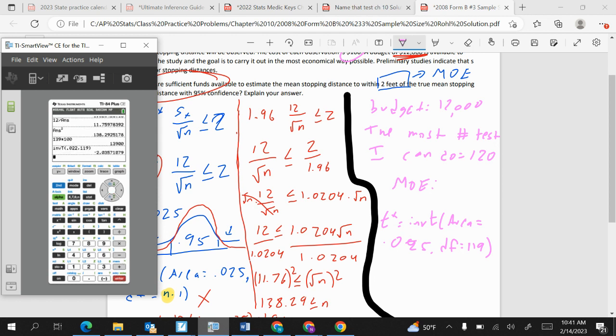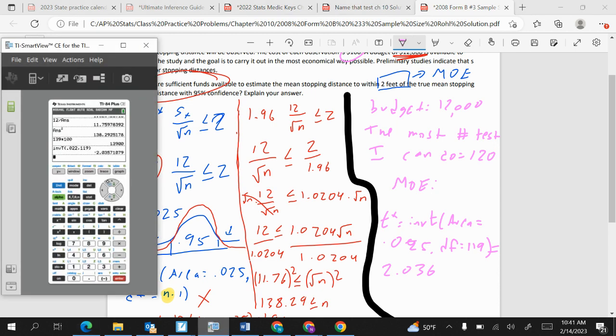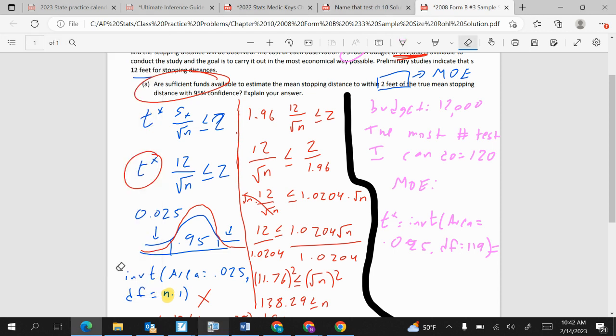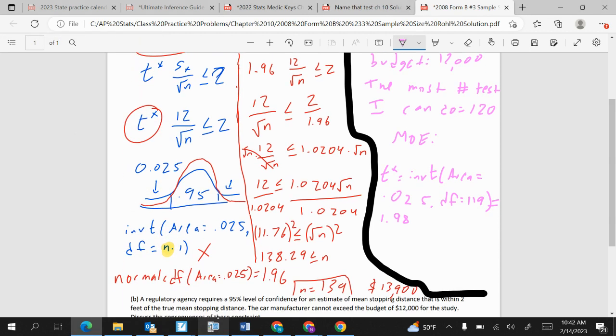So 2.036. So that's my T star. That is not my T star. I didn't do that correctly. It should be 0.025. My T star is 1.98. Yeah, 1.98.